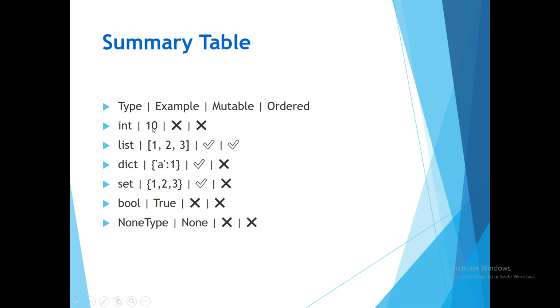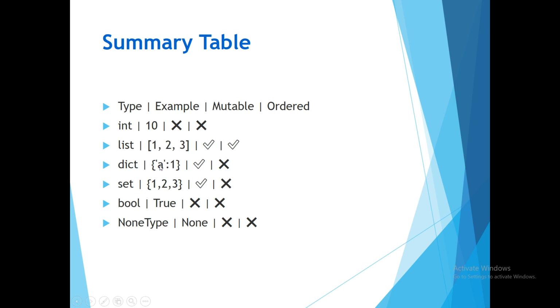Here you can see the summary of types, for example, mutable or ordered. Integer is just like 10. This is not mutable and not ordered. List: you can define a list using square brackets, 1, 2, 3, separated by commas. This is mutable and this is ordered.